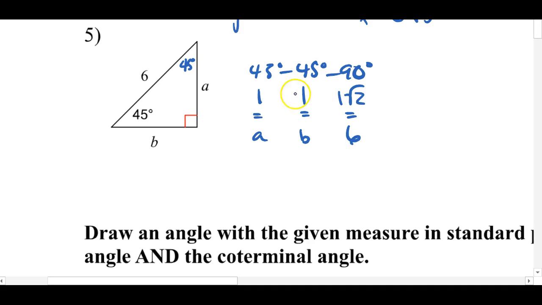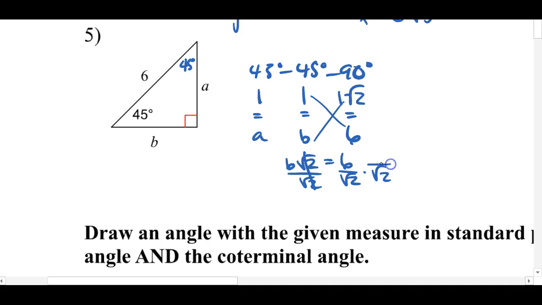And the nice thing about the 45, 45, 90 is that once you find one of the sides that's opposite the 45, then you know the other because they're the same. So all you have to do is solve for one of them. Okay, so here, cross multiply, so I'll have B times rad 2, and then 6 times 1. Do the same thing like I did before. Cancel out, or get rid of, that rad 2 by dividing it on both sides.